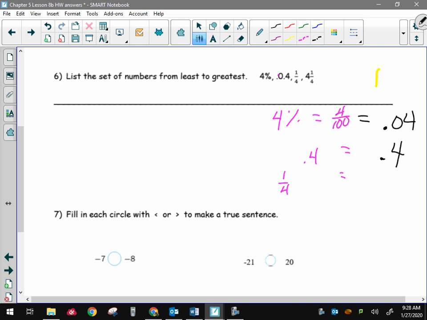So you can't judge a number, a decimal, based on the length of it. Because what can I do to 0.4 to make them the same length? Michael, add a 0. Now they're the same length. Which is less, 4/100ths or 40/100ths?